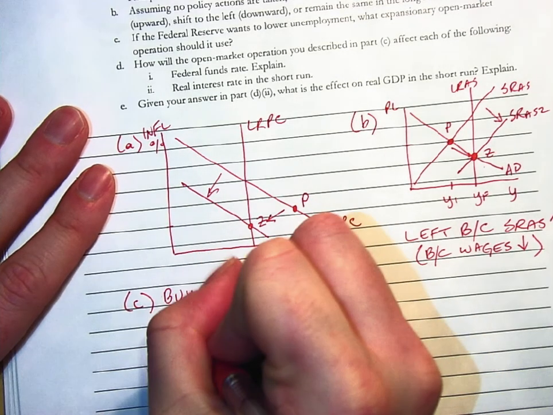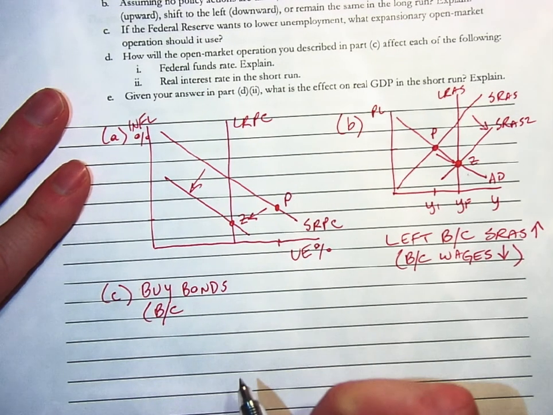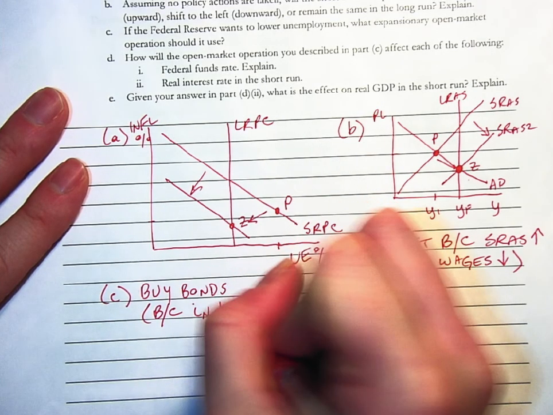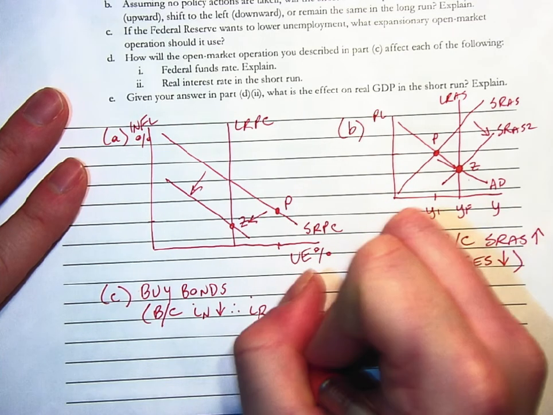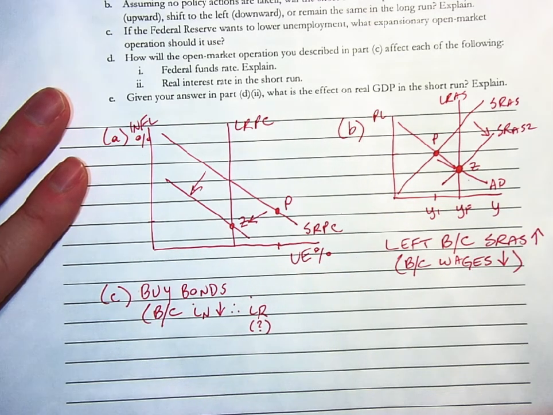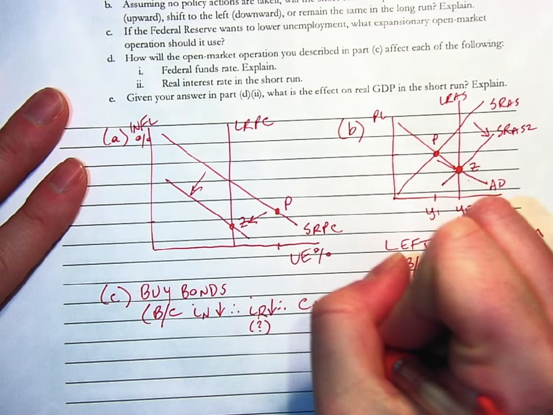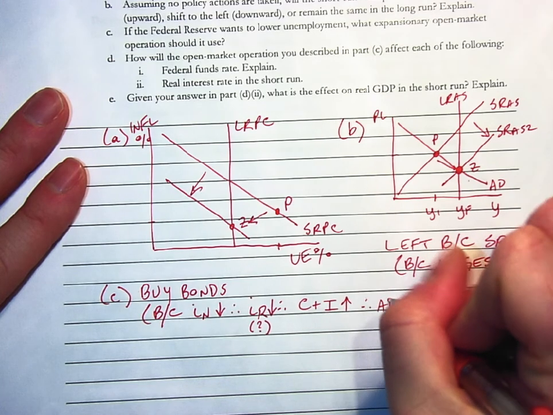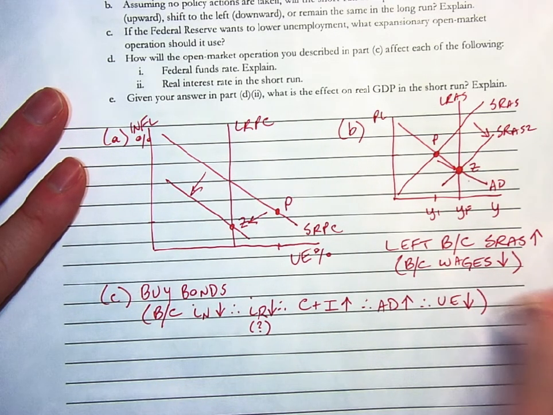Well, it doesn't say. The explain is not in here, but I'm going to put it in here. Because then the nominal interest rate goes down, and then the real interest rate in theory goes down. I'm going to put a little question mark there, that sometimes happens. And then consumption and investment go up, and therefore we would say aggregate demand goes back up. And so therefore unemployment goes down.